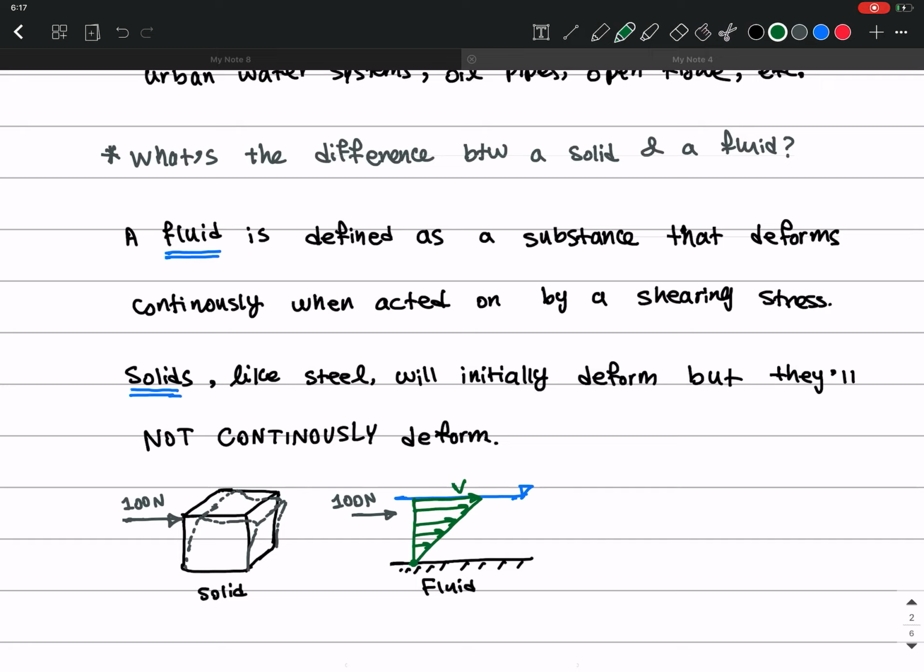So this is the major difference between solids and fluids, and that is because a fluid is a substance that deforms continuously when we apply a shearing stress or force to it, while solids will initially deform like that shown here, but they will not continuously deform. Okay? So this is the major difference between a solid and a fluid.